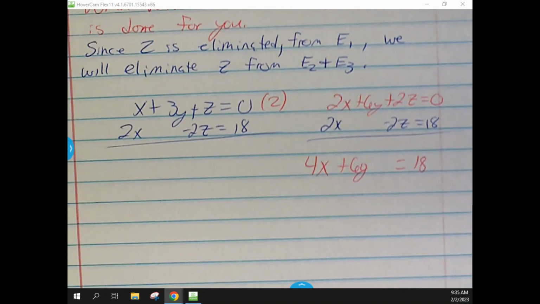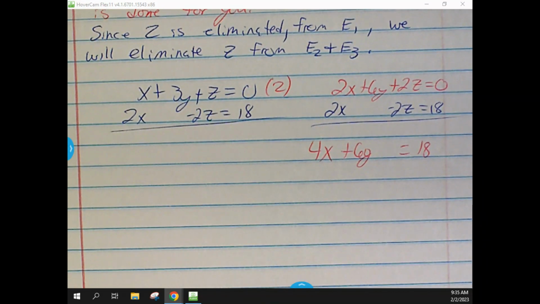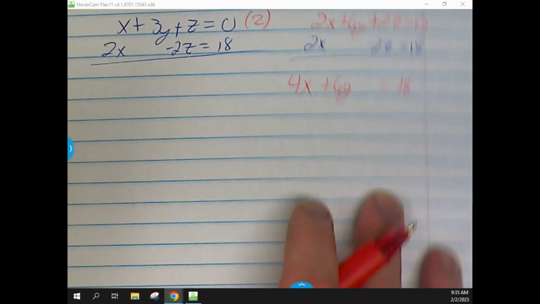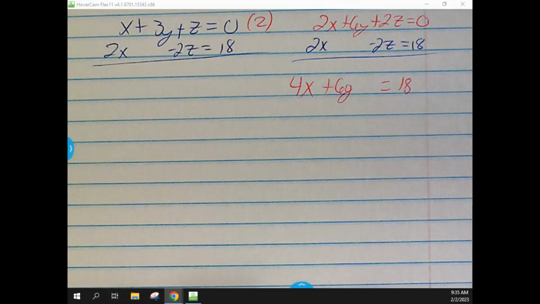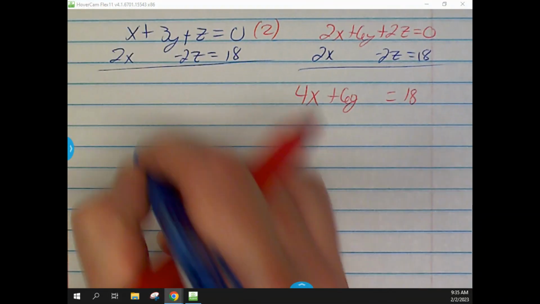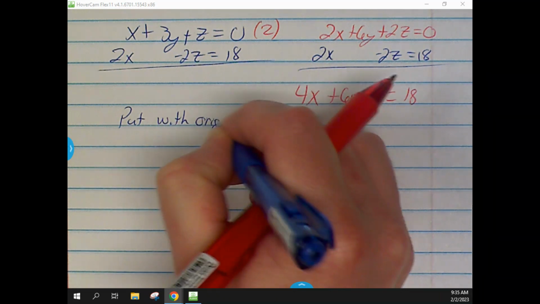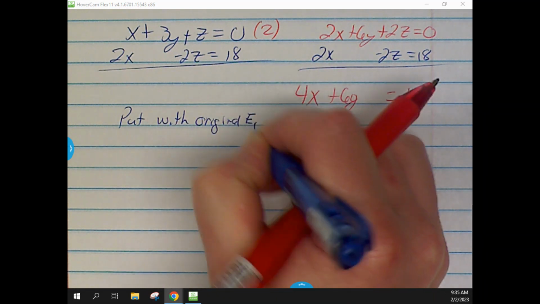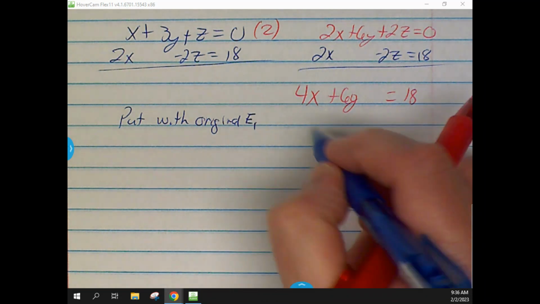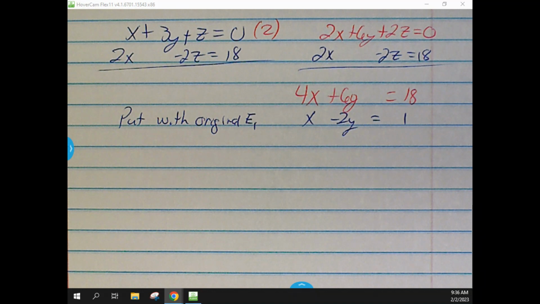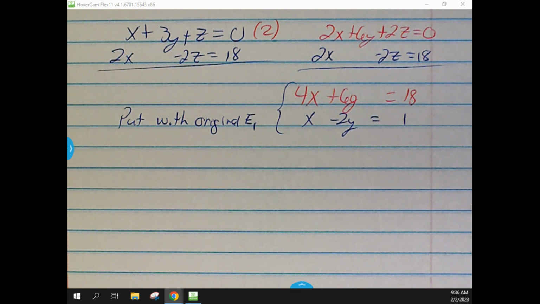You're like, okay, well, I've got this one now, eliminated z, so what do I do next? Well, they already eliminated z for you back here in equation 1, so just put this together with equation 1. So put that together with the original equation 1, which was x minus 2y equals 1. Okay, and now we're going to solve that system.